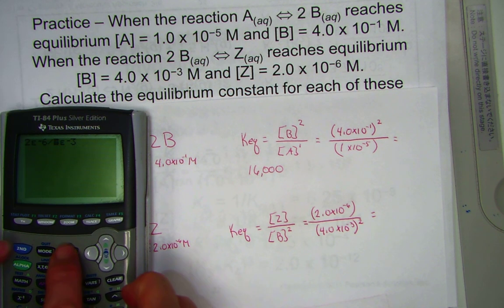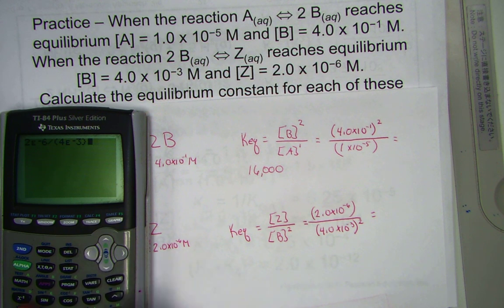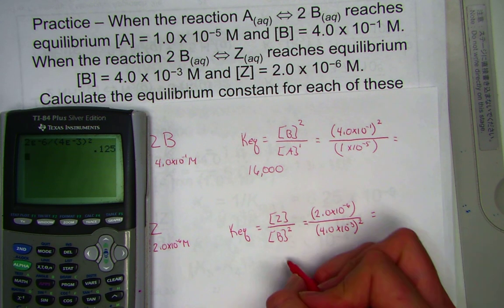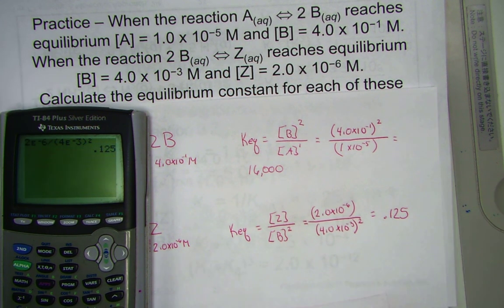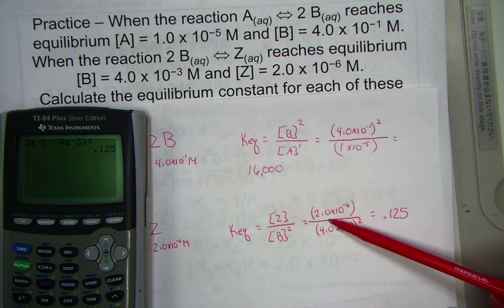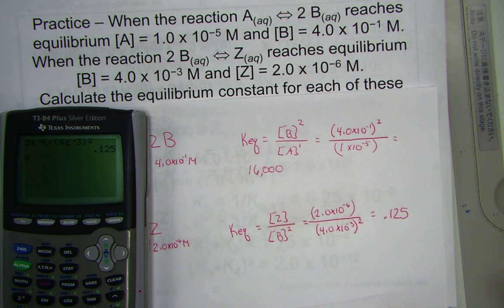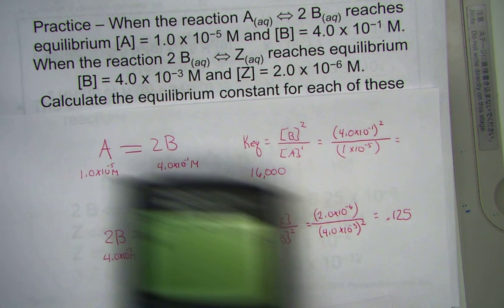Put that in a parenthesis. Oops. 4e negative 3 squared. I need that to be a parenthesis. I hate calculator issues. Sorry, apologize for the delay. Now I've got it, 0.125. Let me check my screen, make sure I hit it right after all that backing up. 2.0 times 10 to the negative 6 divided by 4e negative 3 that has been squared. We get a value of 0.125. That's a number smaller than 1, so it's favoring the reactant side.